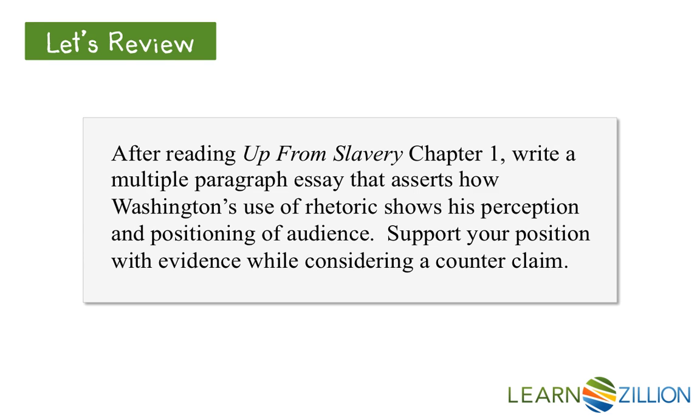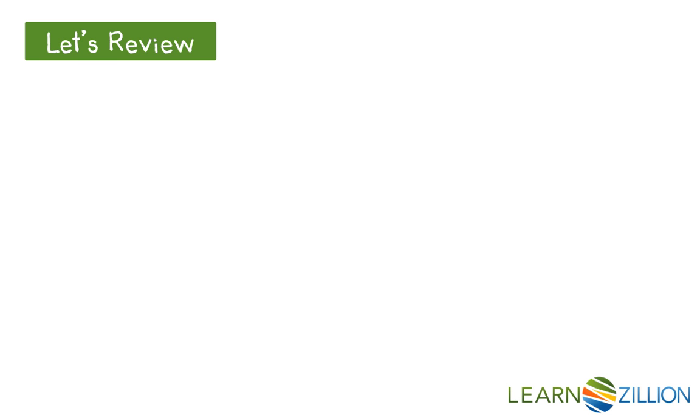Let's remember that the prompt we are working with is: after reading Up from Slavery, Chapter 1, write a multiple paragraph essay that asserts how Washington's use of rhetoric shows his perception and positioning of audience. Support your position with evidence while considering a counterclaim.